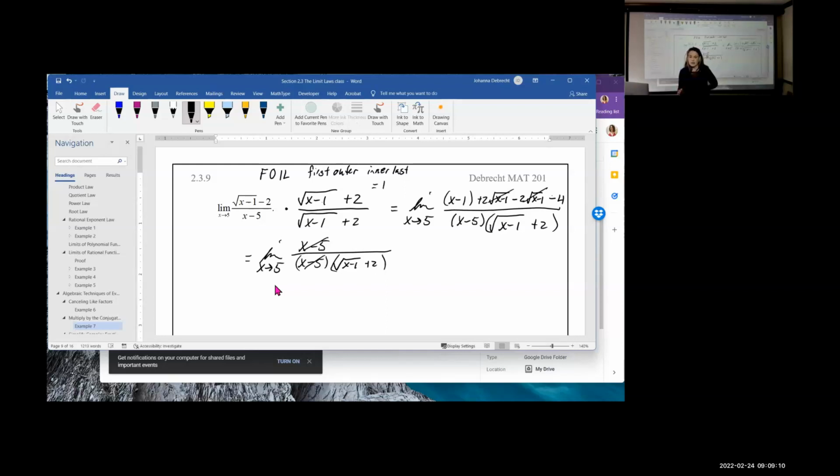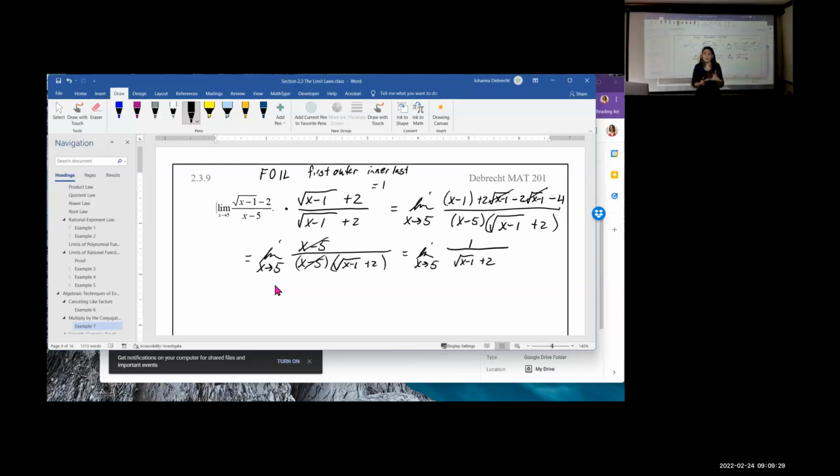What's in the denominator does not magically move to the numerator. It stays in the denominator. When you divide, it leaves 1 behind. So we have the square root of x minus 1 plus 2 in the denominator. Now we are ready to plug it in again.